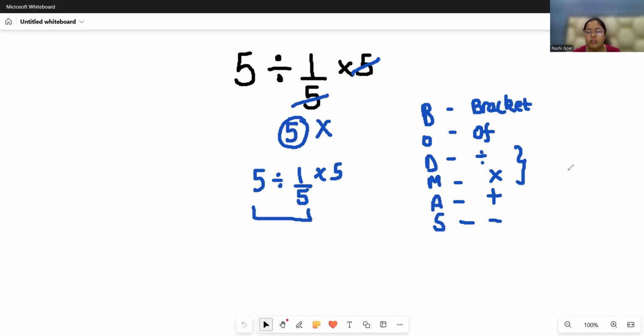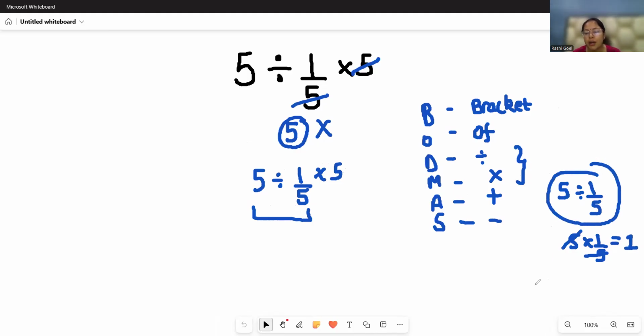So it's 5 divided by 1, then by 5. So there are two different things: 5 divided by (1 by 5) and (5 divided by 1) multiplied by 5. In this case, you can cancel out and the answer is 1. But in this case, it becomes 5 multiplied by 5 by 1, which is 25. So this part is 25 and what is left, times 5, that is 125.